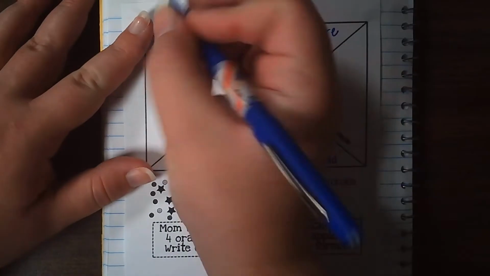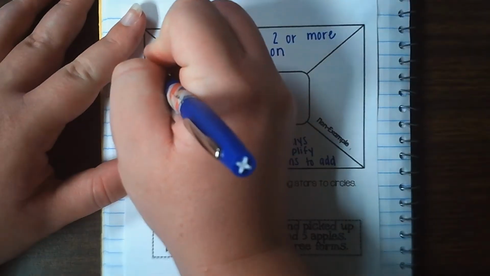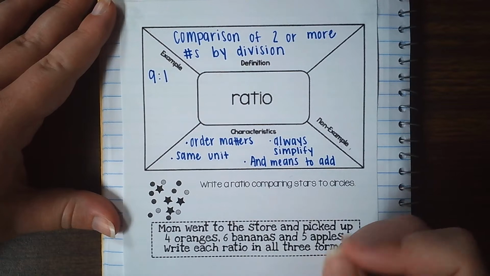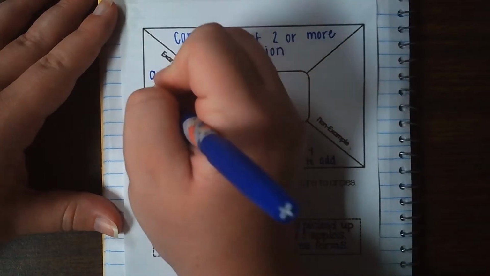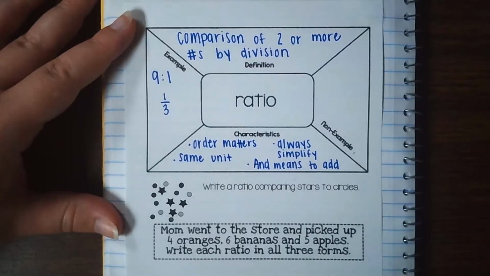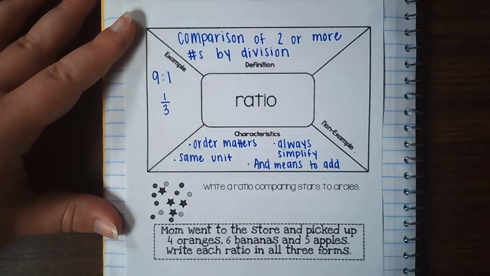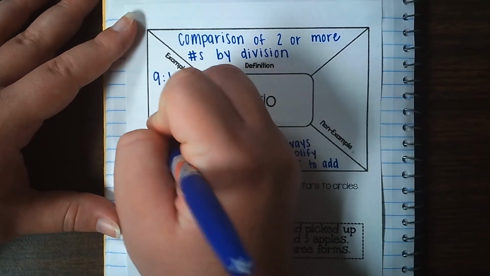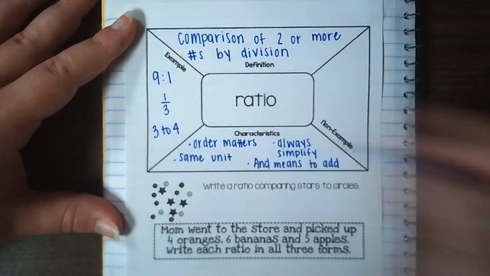So some examples would be 9 to 1. Or we could have a fraction, 1 to 3. Or we could use our words, 3 to 4.